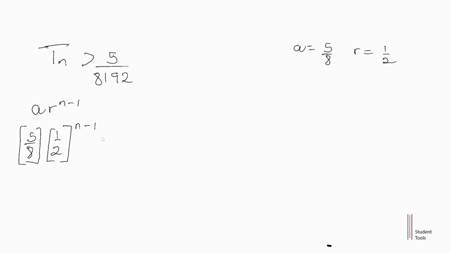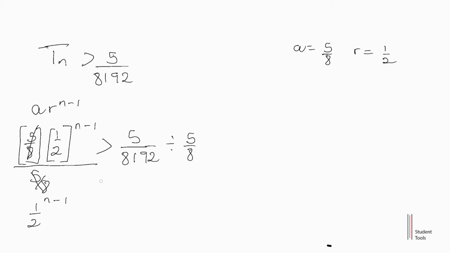And this, we were told that it is greater than 5/8192. So in order to solve this, we have to divide by 5/8. So we'll divide by 5/8 on both sides. So 5/8 will cancel this one, and here we will be left with 1/2 to the power n minus 1, and this is greater than 5/8192 divided by 5/8, which is the same as 5/8192 multiplied by the reciprocal of this, that is 8/5.